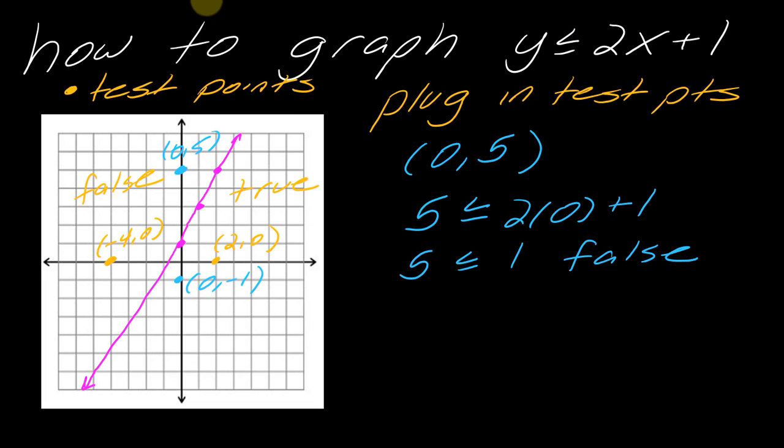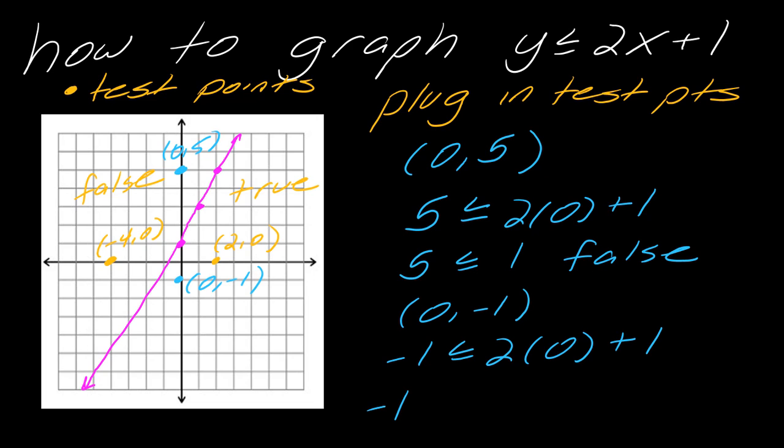So now let's test out 0, -1. So this is going to be -1 is less than or equal to 2 times 0 plus 1. So this says that -1 is less than or equal to 1. So that's true. Okay, so now we can really see, right, that any point on this side that I plug into this inequality is going to make this inequality true.